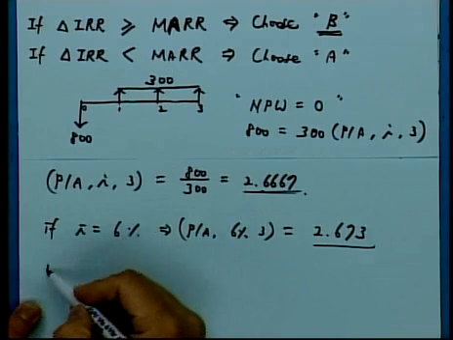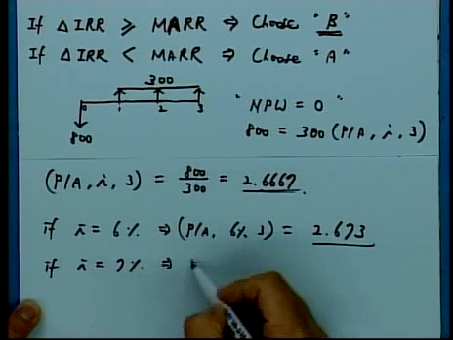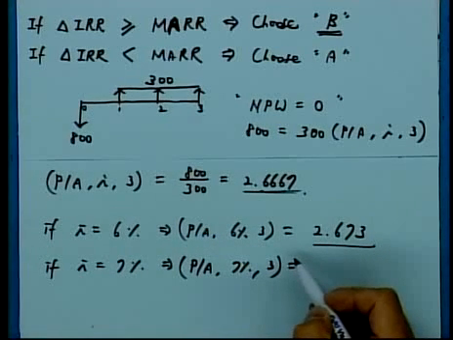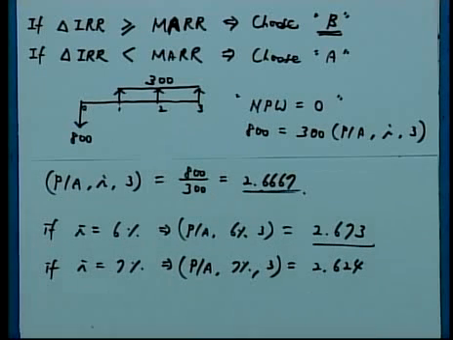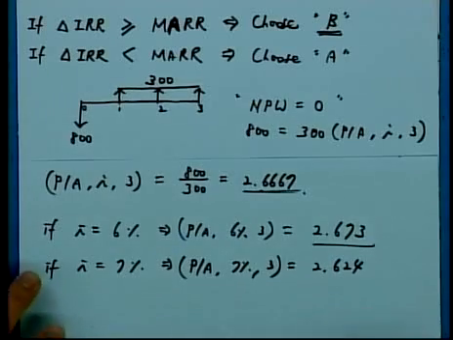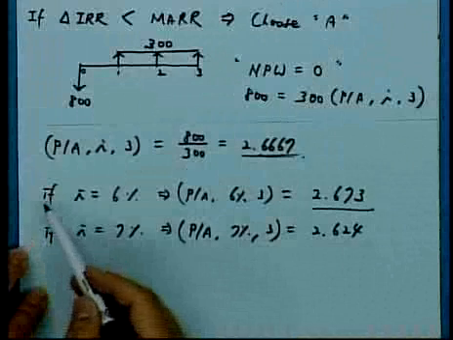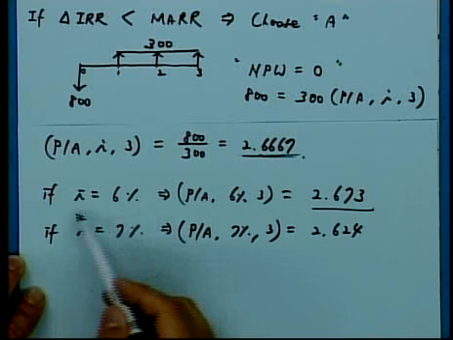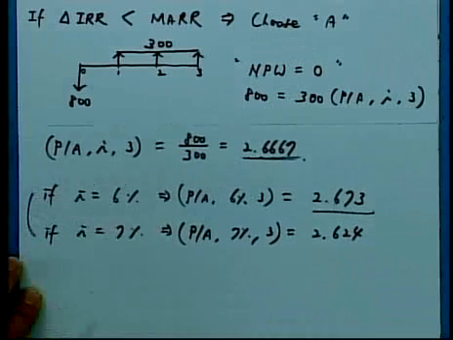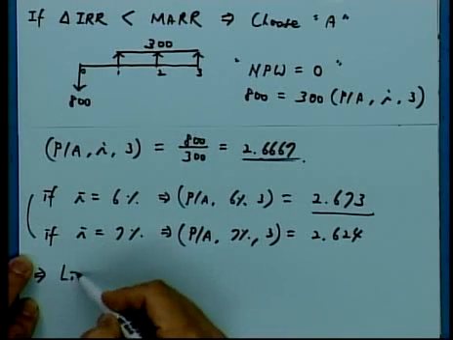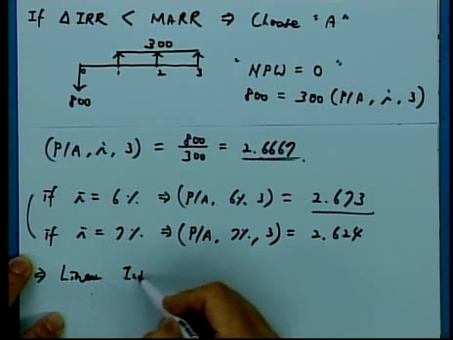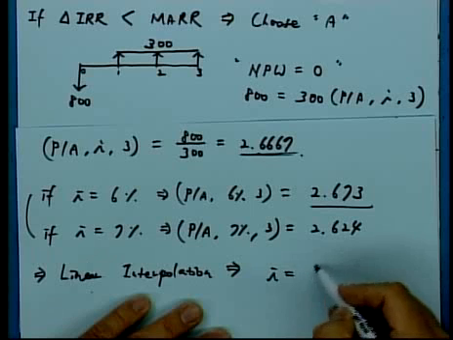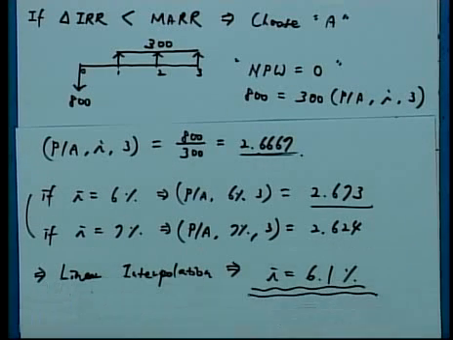And what about 7%? If i equals 7%, P given A over 3 periods is 2.624. So obviously, the rate of return value should be somewhere between 6% and 7%, but it will be a lot closer to 6%. So if you use linear interpolation, you will see that the rate of return value should be 6.1%.